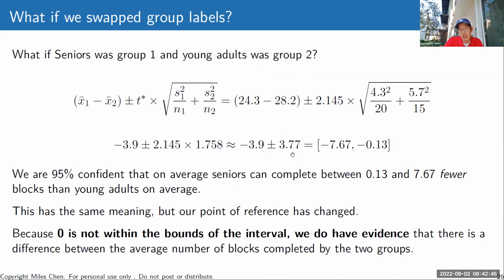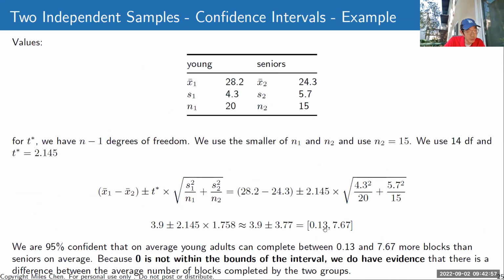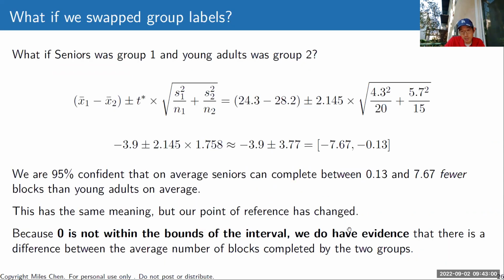So now I get negative 3.9 plus or minus 3.77, and the interval ends up being exactly the same, just negative. Here I get negative 7.67 to negative 0.13. Over here I had 0.13 to positive 7.67. So flipping between these two slides, one is the negative of the other. This one says I'm 95% confident that the seniors can complete between 0.13 and 7.67 fewer than the young adults. The other one said I'm confident that the young adults can do more than the seniors. We're basically saying the same thing.